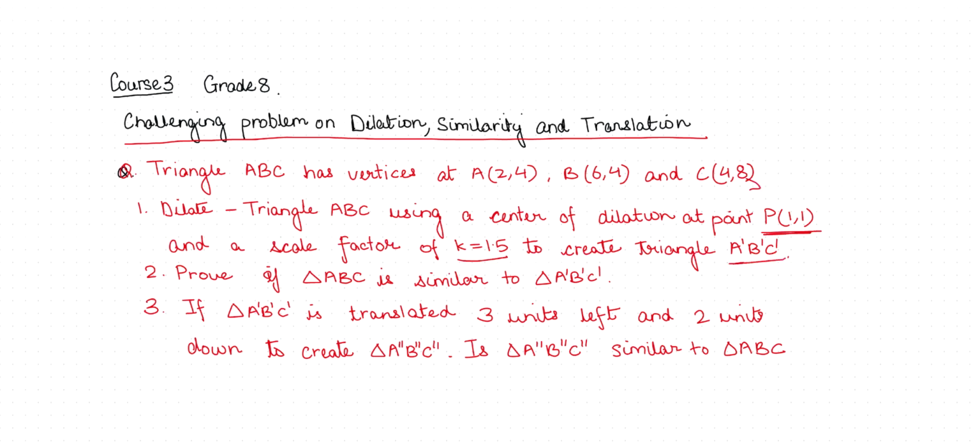Now, in the second step, we have to prove if the triangle ABC is similar to triangle A dash, B dash, and C dash. Now, if we translate triangle A dash, B dash, C dash 3 units left and 2 units down, it gives us triangle A double dash, B double dash, C double dash. So is it similar to the original triangle ABC? So try this question on your own and then you can see the solution.